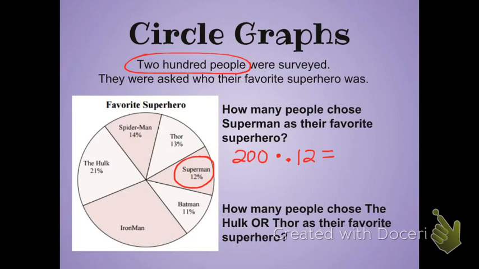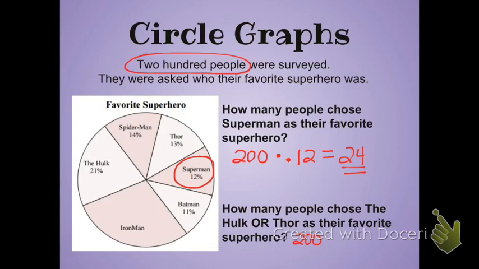Vermont, how many people? 24? Raise your hand if you agree with 24. Good. Very good. Okay? So 24 people chose Superman as their favorite superhero. Then our last one says, we still have 200 people, so I'm just going to write that down. 200 people. And then it says, how many people chose the Hulk or Thor?